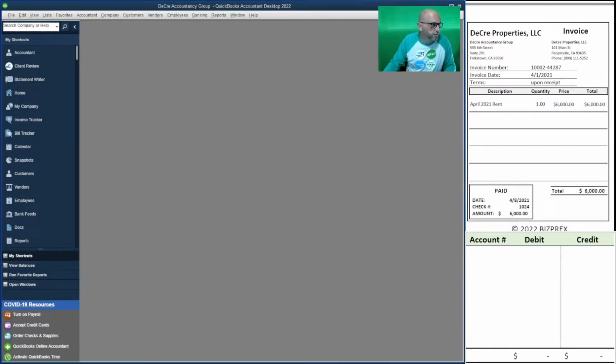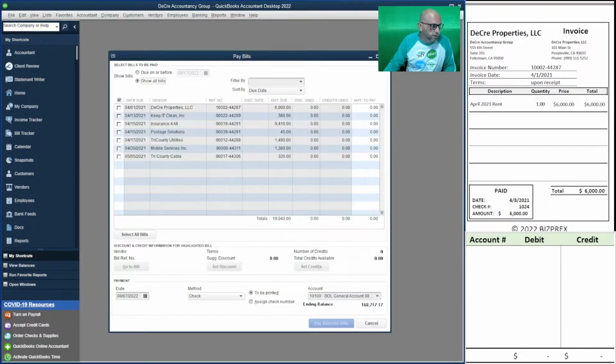First, we have our invoice for DeCre Properties, so we're going to pay bills. Here it is, DeCre Properties. Make sure we pick the correct date, 8/21. Okay, check. General account, to be printed or assigned check numbers. Let's do it both ways. In this case, let's say we want to assign check numbers. It doesn't really matter. What's important is the accounts that are being debited and credited.